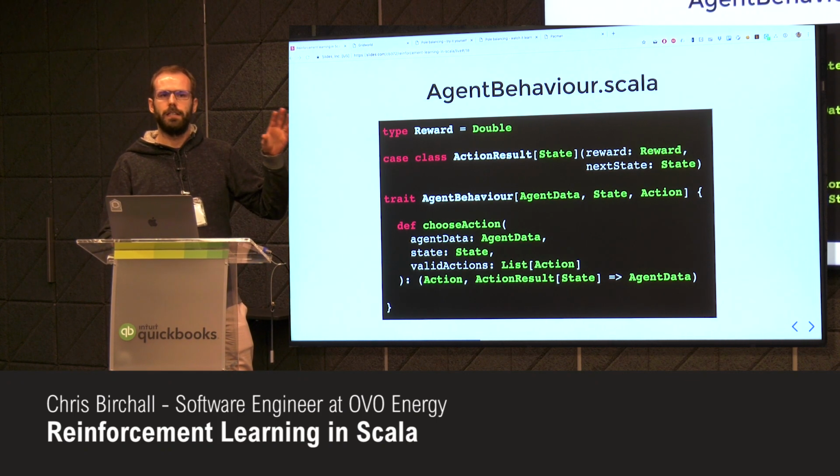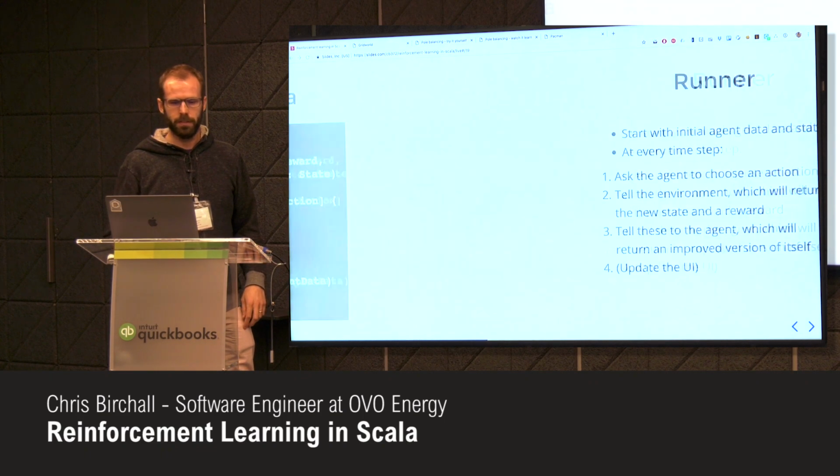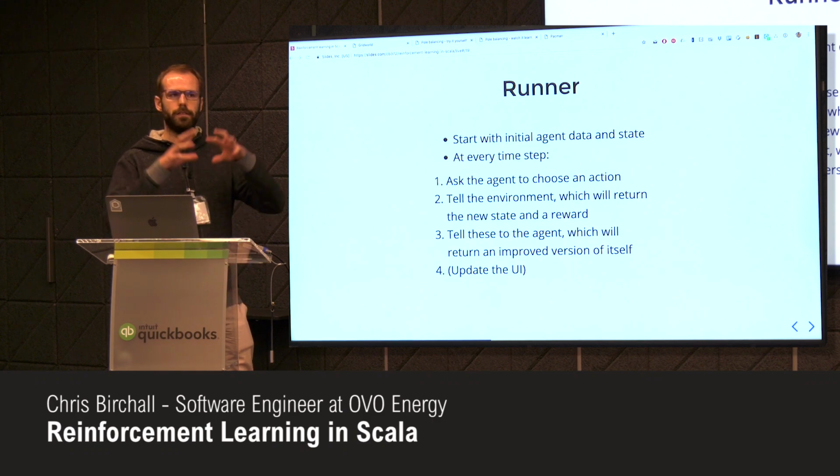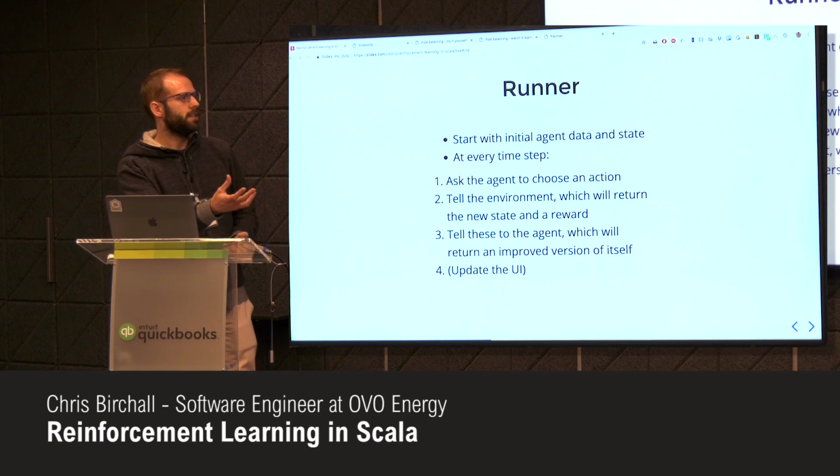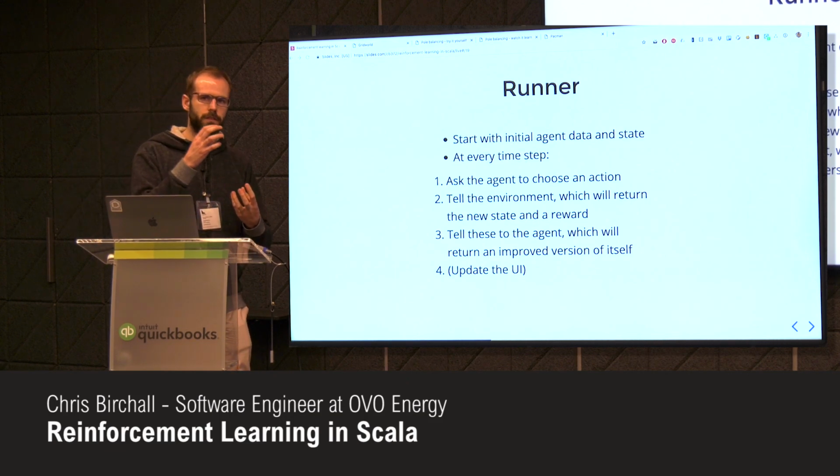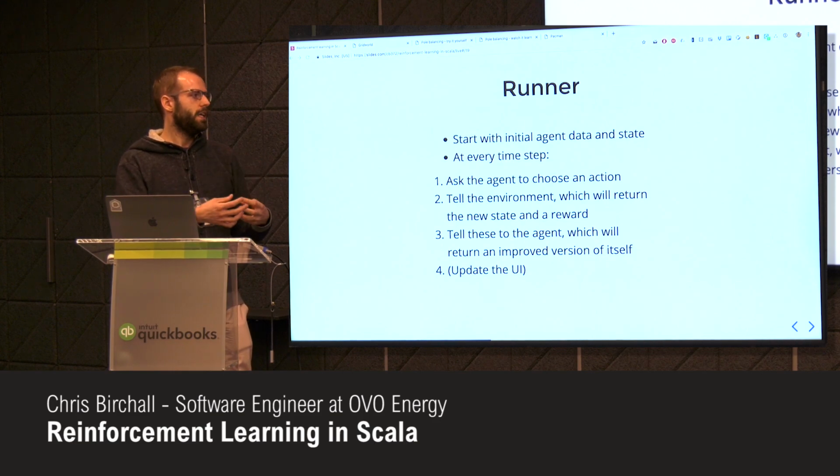So once we have the environment and the agent, we need to wire them up and get them to talk to each other. I've called this the runner. This is kind of the edge of the program which wires these two things together. It's going to start with an initial agent data. It's going to put it in some arbitrary state to start off with. And at every time step, it will ask the agent to choose the next action. It will give that information to the environment. The environment will say, okay, now you're in the next state, and here's your reward. You will call the agent's learning function that we just defined, and that will return a new version of the agent. And then step 4 will be some kind of side effect. In my case, I'm going to show you some demos, so I'll be updating the UI, but maybe you want to buy and sell shares, or whatever you need to do at every time step.